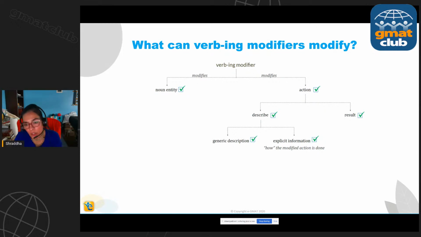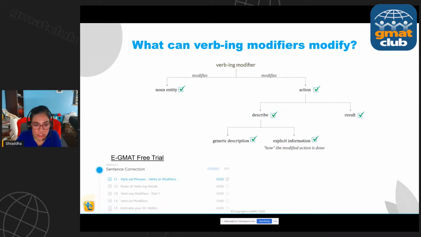The second part is that it presents explicit information, which is the how aspect of the action. How the action is done is also presented through the usage of the comma plus verb-ing modifier. So this is about the different ways in which a comma plus verb-ing modifier that acts as an action modifier works.